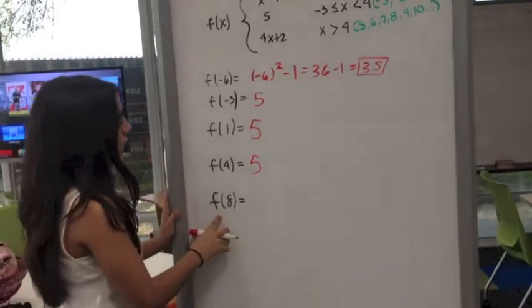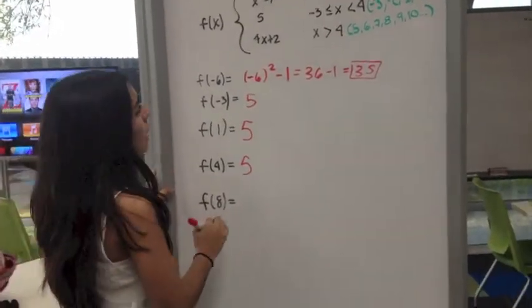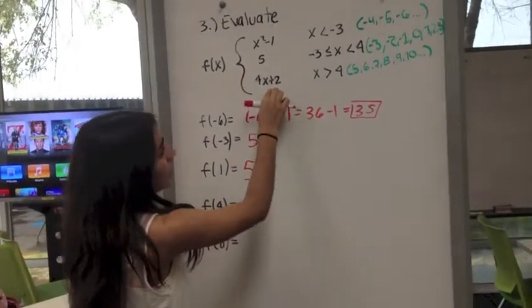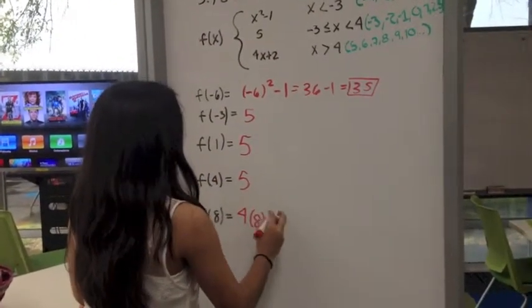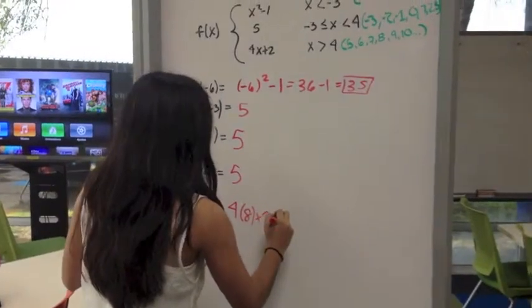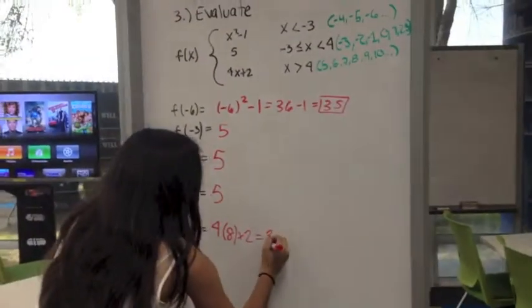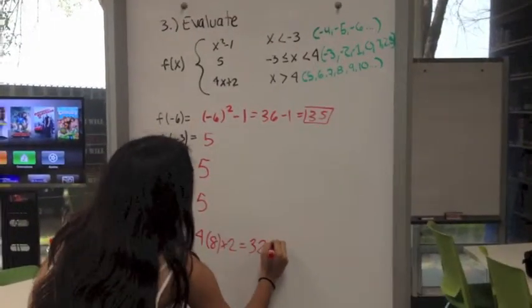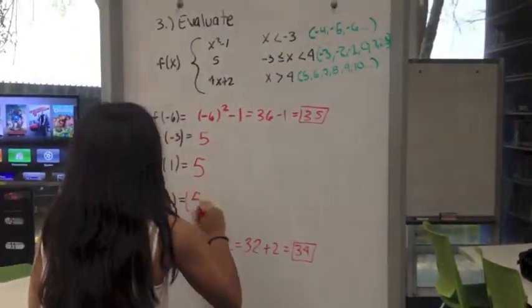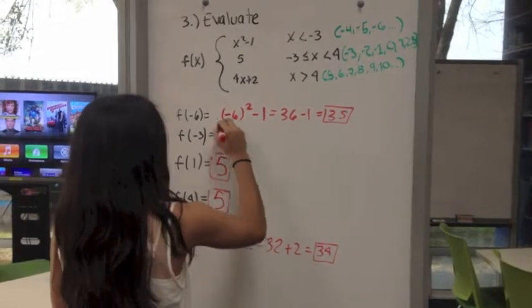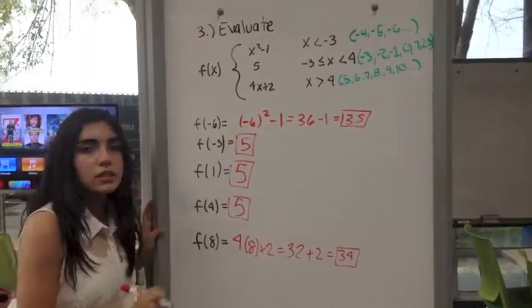And in the last one, f of 8 belongs to the last function, so we substitute, f of 8 is 32 plus 2, and that equals 34. Now we have already evaluated all these f of x's.